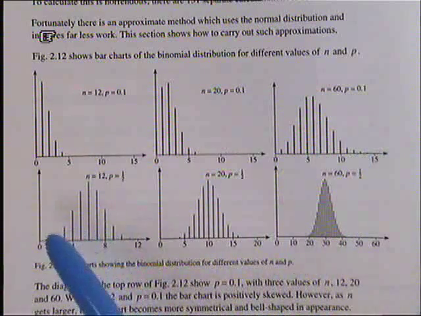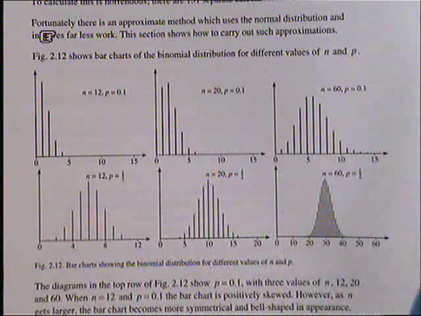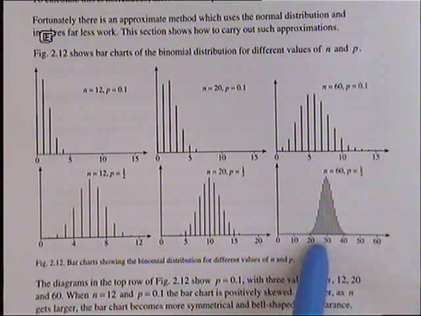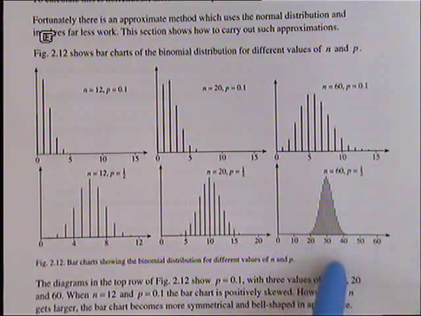So, when you have the right n and p combination for a binomial, you end up getting something that looks like a normal. So we just say, I don't want to do all that work, I'm just going to use a normal instead.